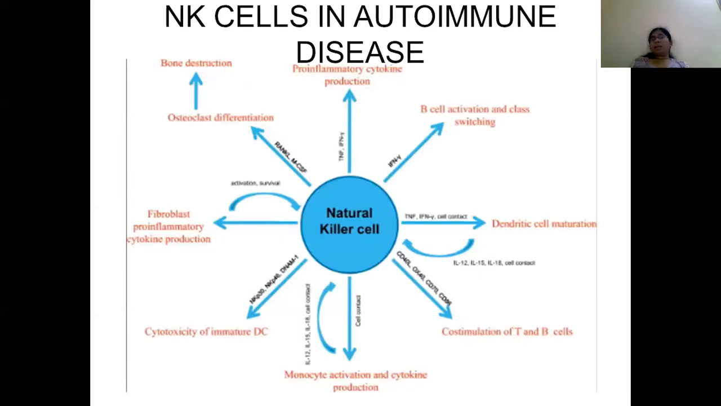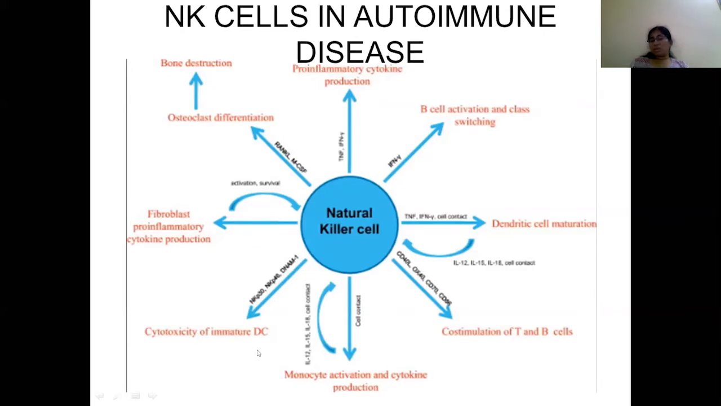Okay, this is the last slide. The NK cells in autoimmune disease. As in other cells, NK cells are also important in autoimmune disease. Why are they important? Because they lead on to pro-inflammatory cytokine production like interferon gamma. They lead on to B cell activation and class switching. By virtue of various cytokines, they lead on to dendritic cell maturation. They lead on to co-stimulation of T and B cells, monocyte activation and cytokine production.